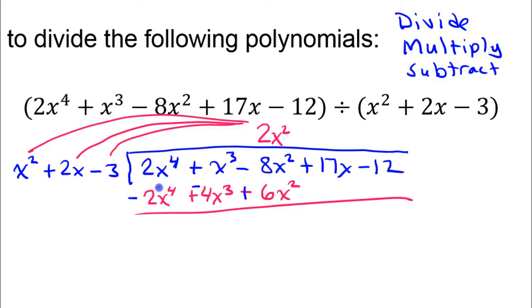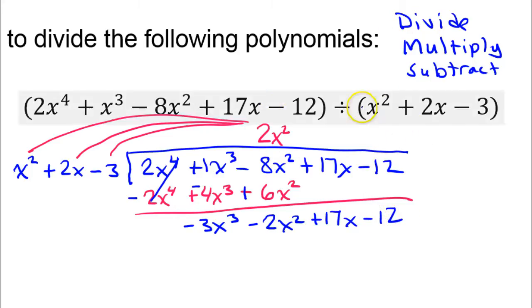So these cancel out. And here, this is like a positive 1, negative 4. That's going to be a negative 3x to the 3rd power. Negative 8, positive 6, that is negative 2x squared. These don't have anything to combine with, so they will come down unchanged. And then you start all over again. Divide, multiply, subtract again.